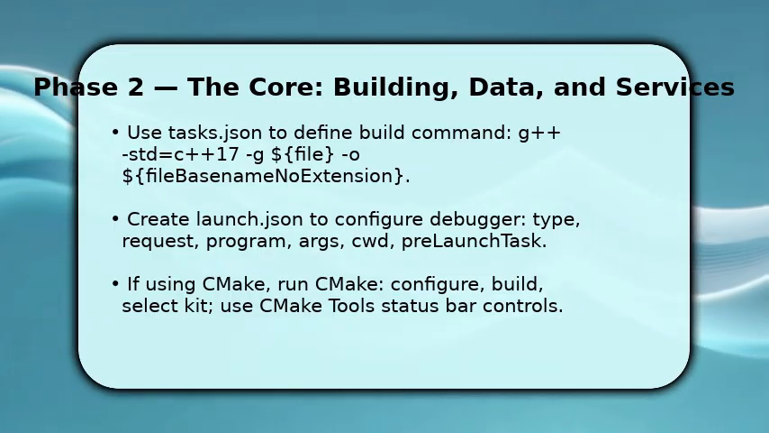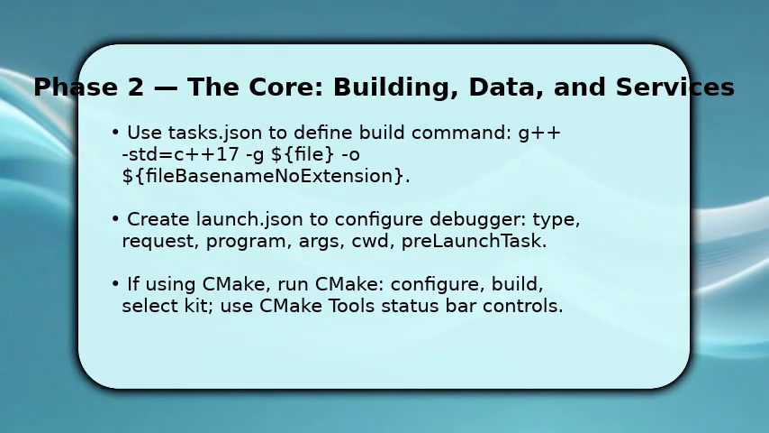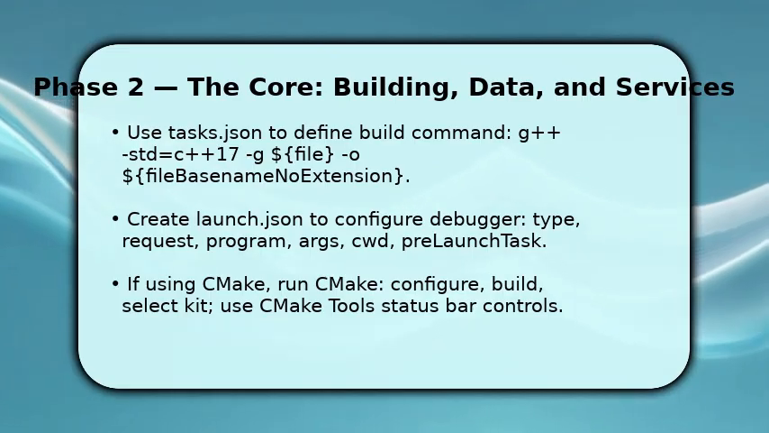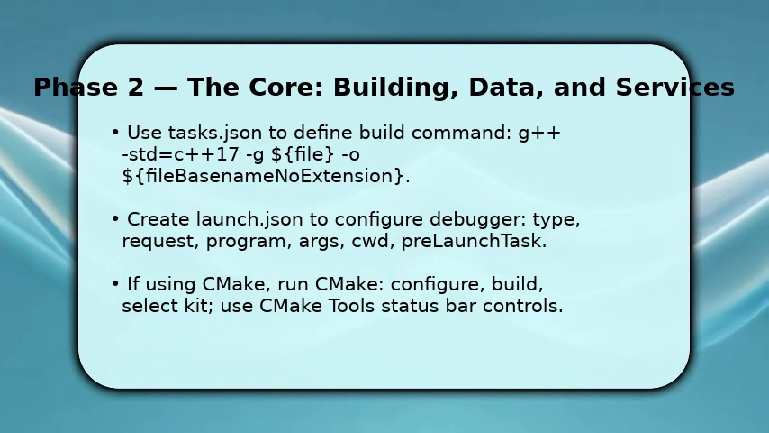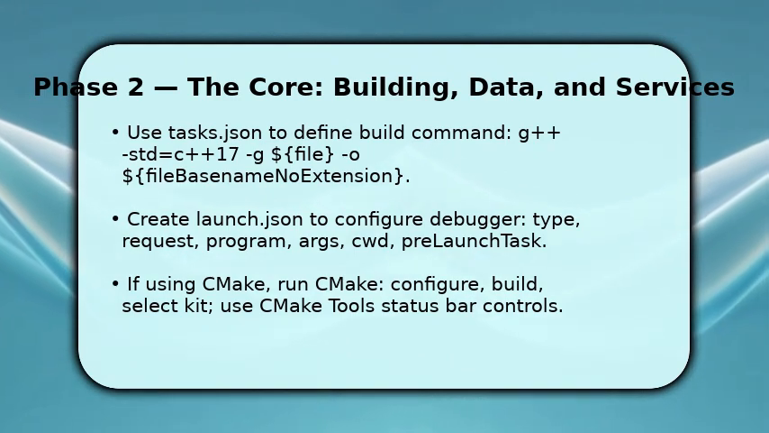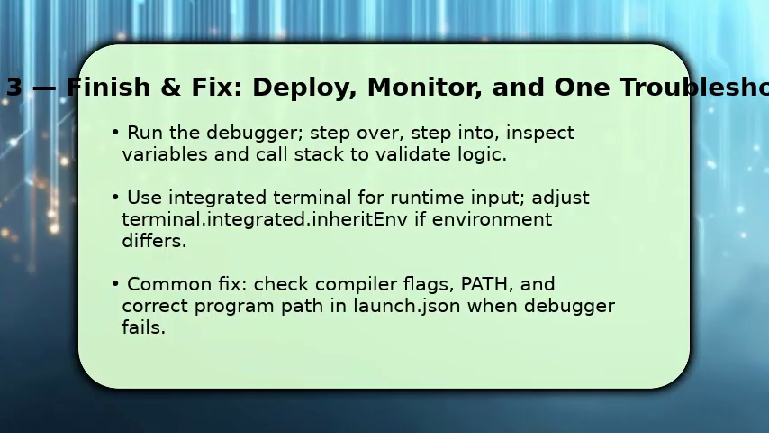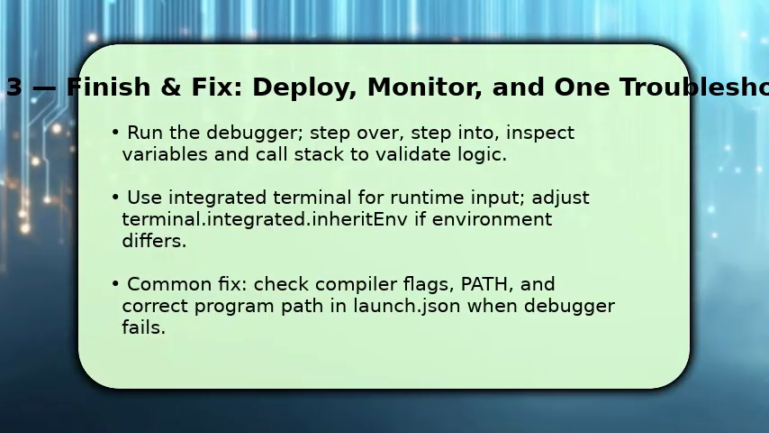If you use CMake, instead run configure and build through the CMake Tools extension. This manages kits and generator. Finish by running your program with the debugger attached. Step into functions, inspect variables, and watch the call stack so you understand runtime behavior.